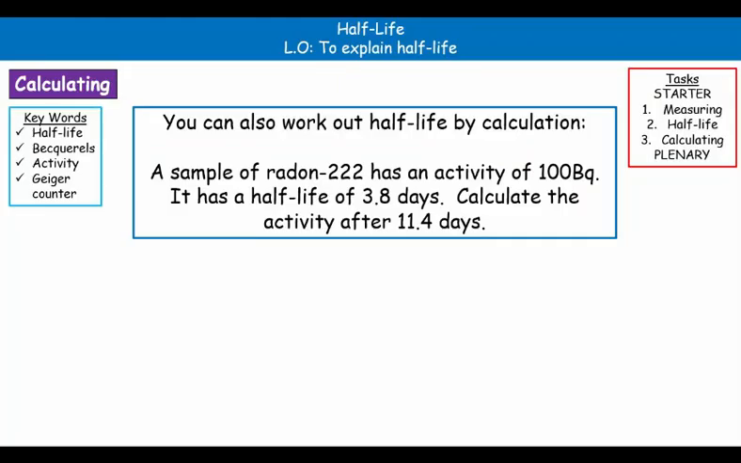There's a second way that they could also ask us to work out half-life, and this is through calculation. So the kind of question we could get is on the screen here for us. A sample of radon 222 has an activity of 100 becquerels. It has a half-life of 3.8 days. Calculate the activity after 11.4 days. So I'd suggest you jot down that example question first of all. I'll leave that up for about a minute for you.